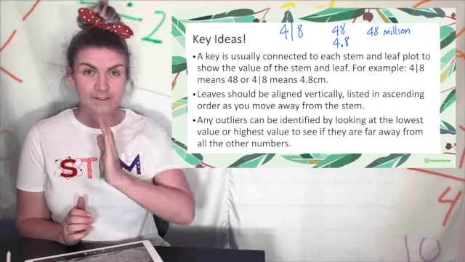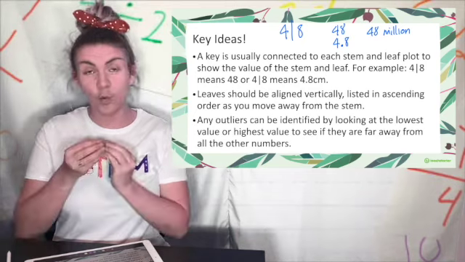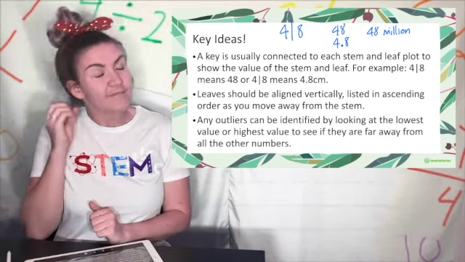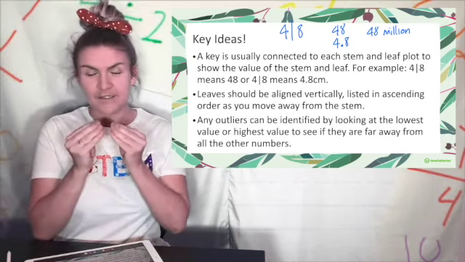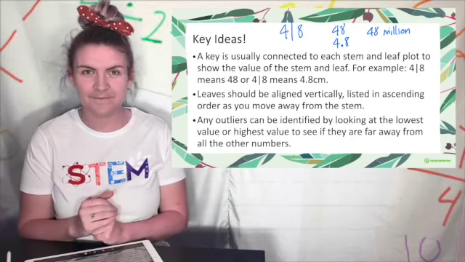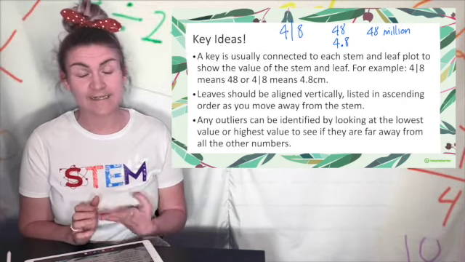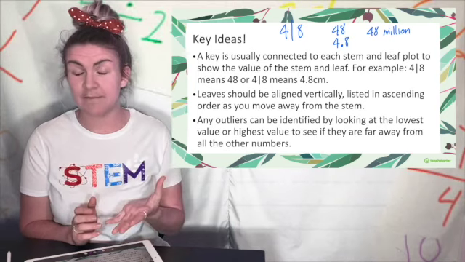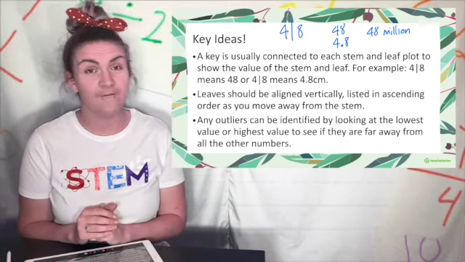Our leaves should always be lining up so we can see which stem has the most number of leaves. And as I said, we're always starting with the smallest number at the stem and moving outwards. We can identify outliers quite easily by looking at the smallest and largest stem and seeing if they are quite far away from all the rest.